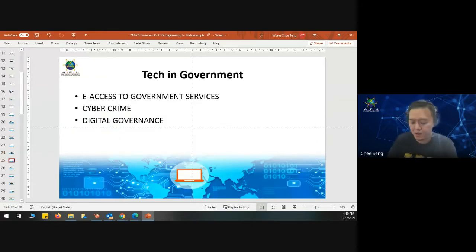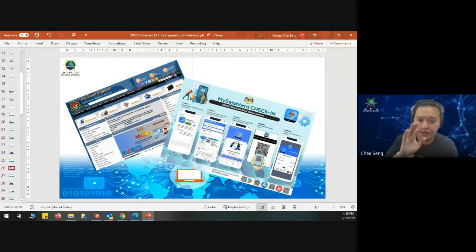Even on the government side, the one thing that everyone is using is MySejahtera. That is something you can't run away from. Yes, even the government, to engage us as rakyat, has made things easier for a lot of us.